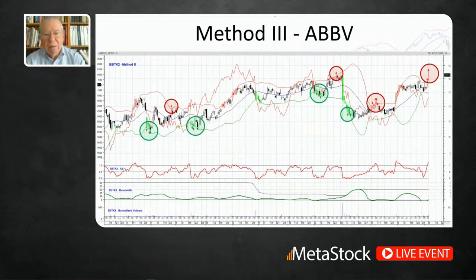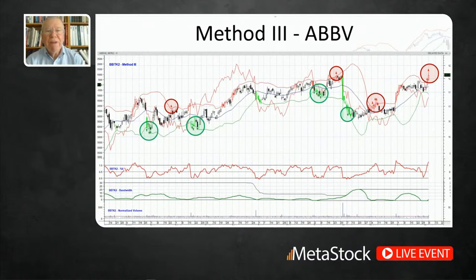So this is what those templates look like. I've highlighted some of the signals that were provided by this method. And you can see method 3 is a classic method for swing traders and reversals. It picks bottoms. You see those bottoms in the green circles there. If you look inside those green circles, you'll see that there are green arrows indicating where the method 3 signals occurred. And likewise, there are red arrows where the method 3 sells have occurred.